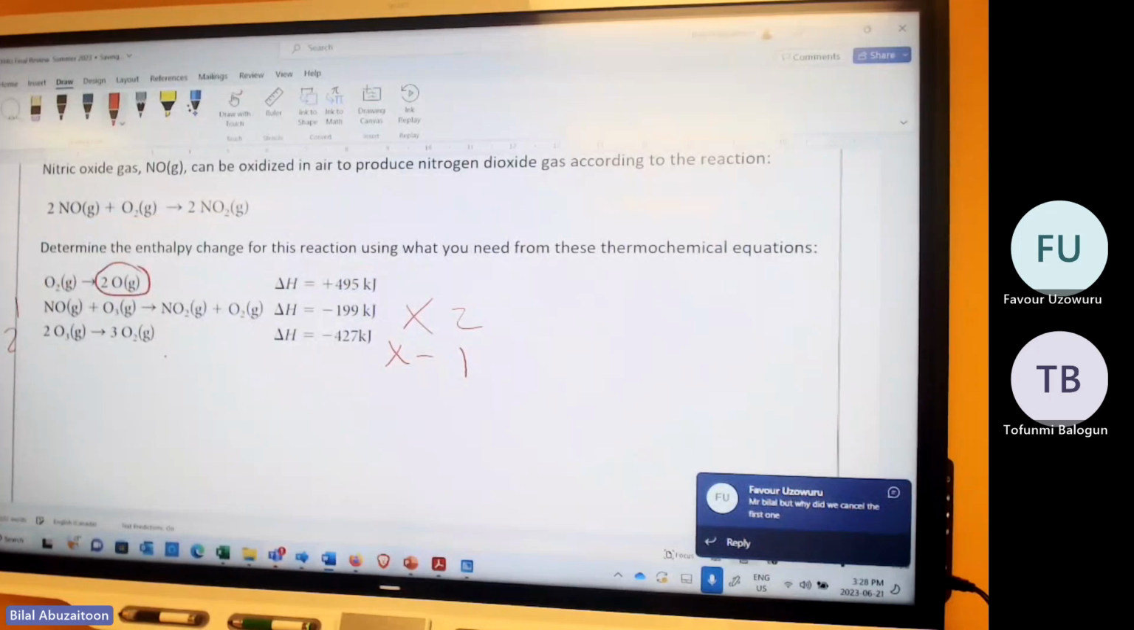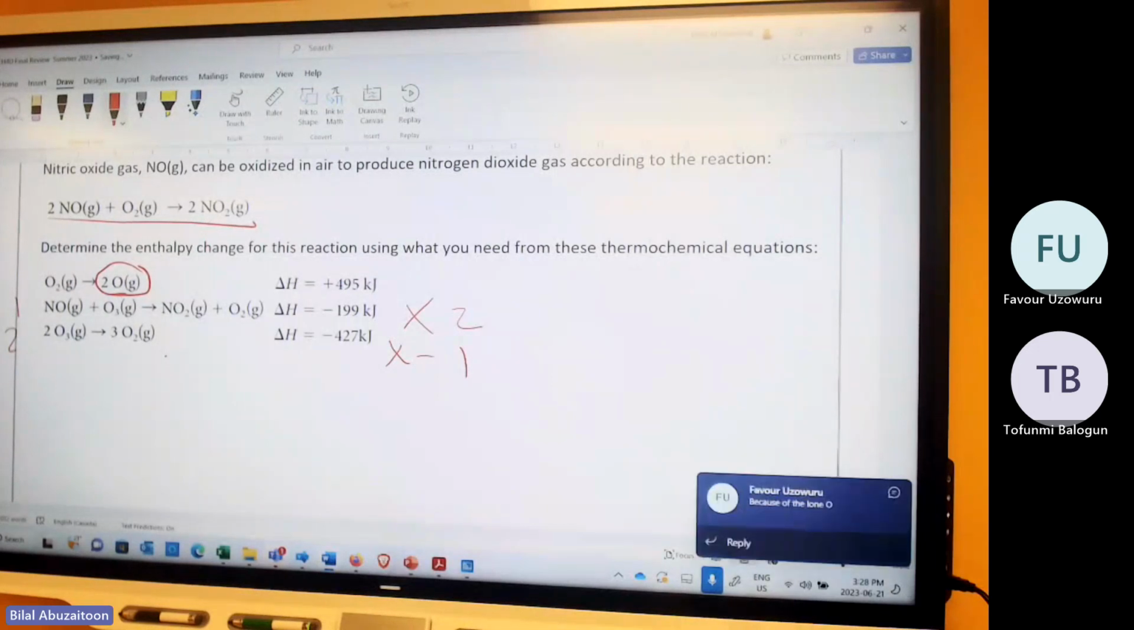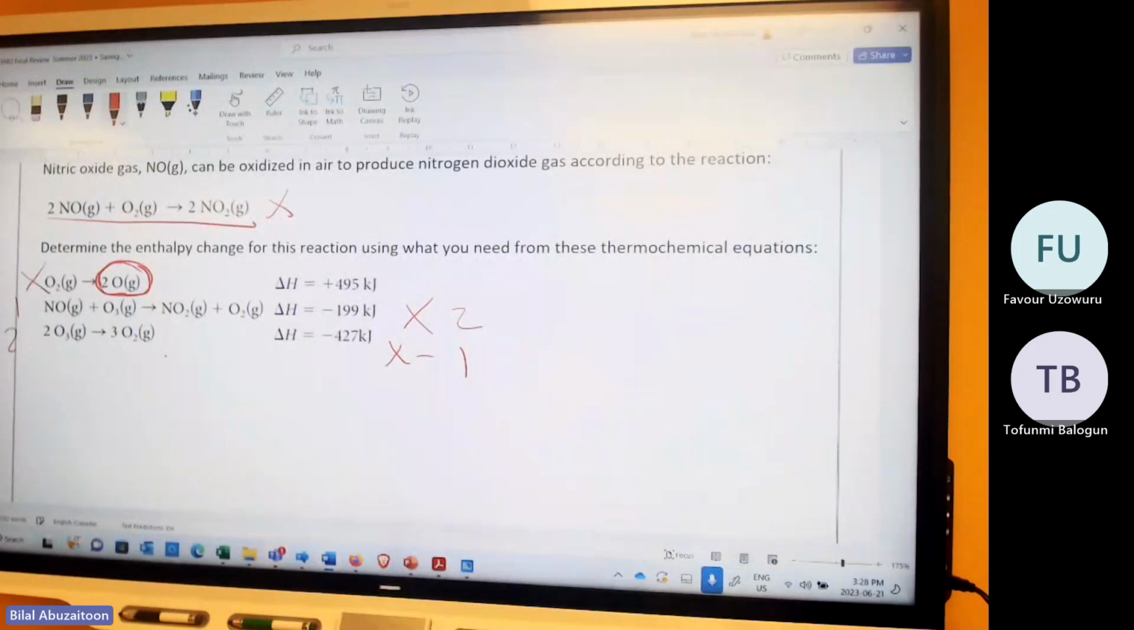This equation has O. And the overall equation has no O gas, just one atomic O. Because of the lone O, there's a lone O here, right? There is no lone O in the overall equation, and there is no other lone O in the other equations to cancel it out. That's why I say there is no need for this equation at all. We don't need it.